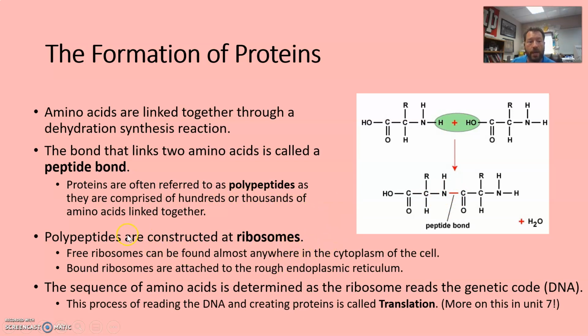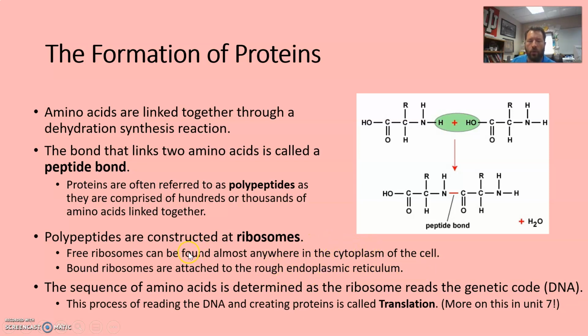So proteins, polypeptides, are made at what we call ribosomes. Our cells have two types of ribosomes. We have free ribosomes, which are just floating around all by themselves anywhere in the cell. And then a lot of times we have what we call bound ribosomes, which are attached to the rough endoplasmic reticulum. We'll cover this more in chapter 4, I believe.